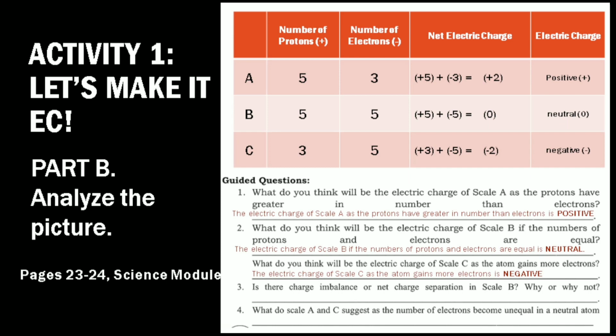Then number 3, is there charge imbalance or net charge separation in scale B? Why or why not? Again, take a look at the number of protons and electrons. Is there charge imbalance? When we say imbalance, not equal. Or there is net charge separation. Meron po bang unequal or imbalance? Write your answer. Is it yes or no? And then, whatever your answer is, explain the reason why.